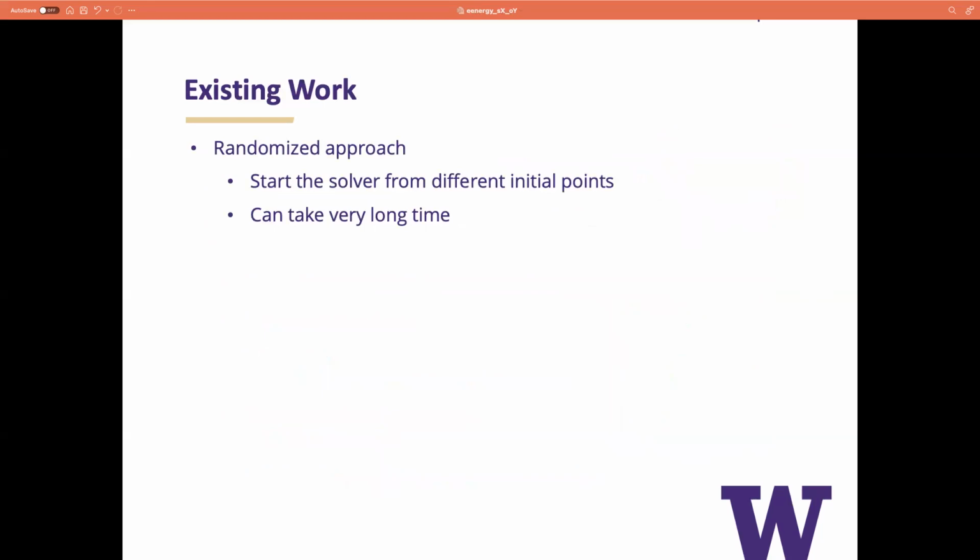A commonly used approach to get around the suboptimal solutions in non-convex problems is to start the solver many times with different initial points, and these points can be selected randomly. This process can take a very long time to find a good starting point.